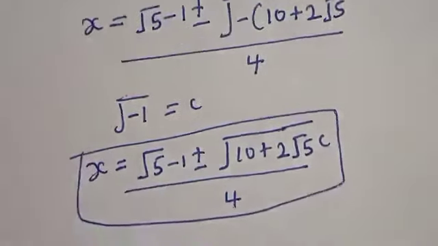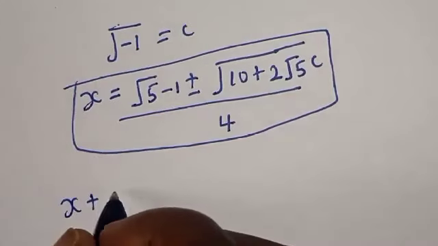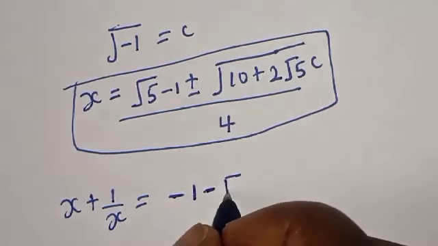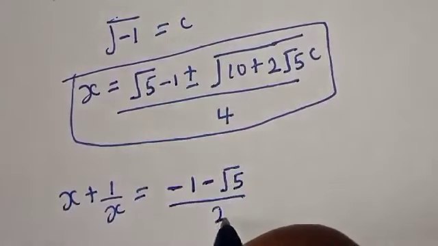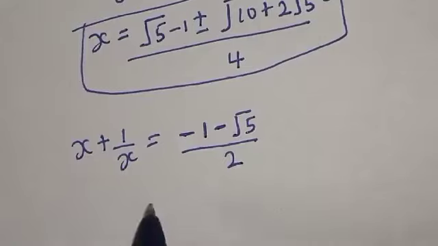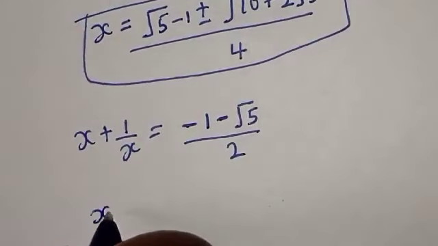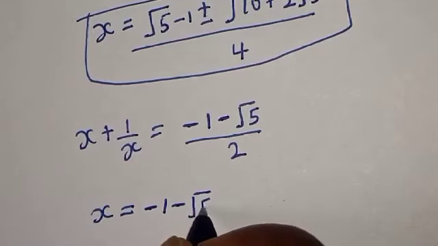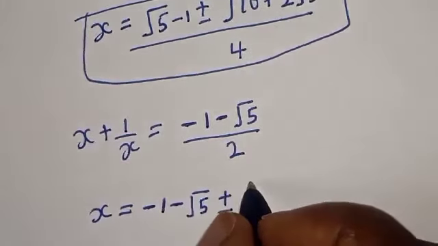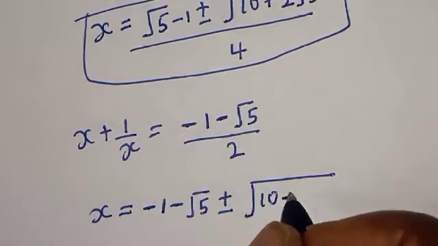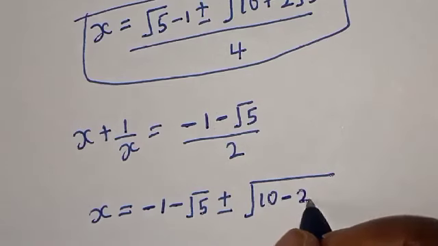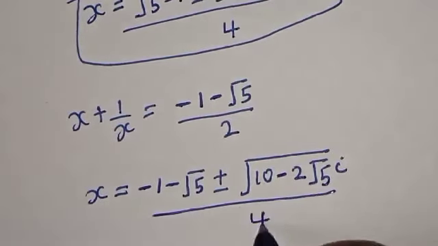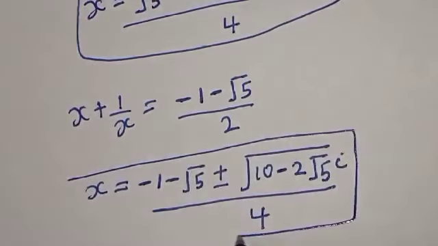Then also we have x plus 1 over x is equal to minus 1 minus root 5 over 2. Then if you use the formula again, x will be equal to minus 1 minus root 5 plus or minus square root of 10 minus 2 root 5 i, over 4. So that is our second answer.